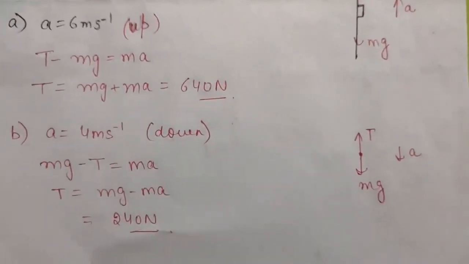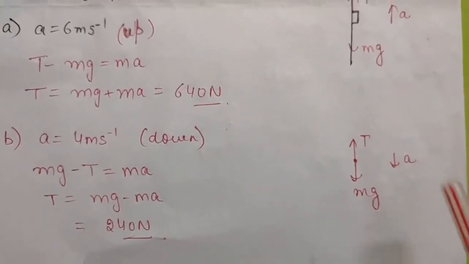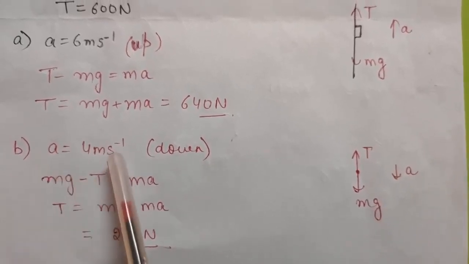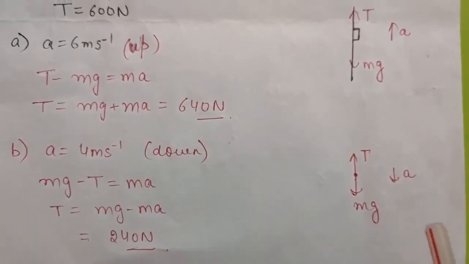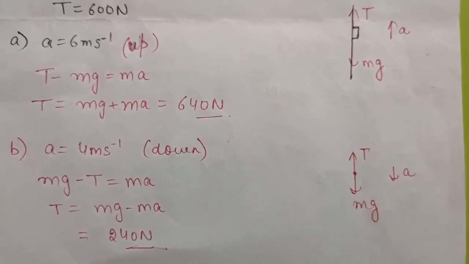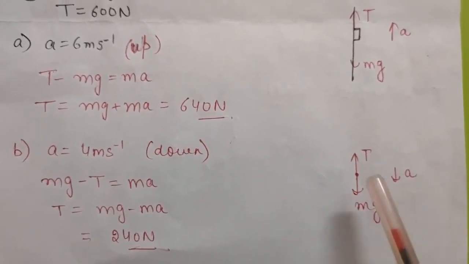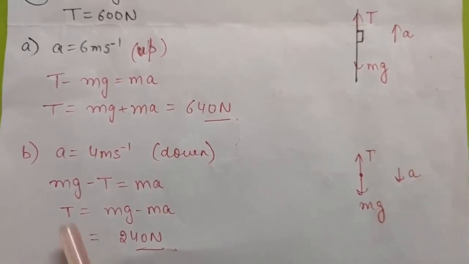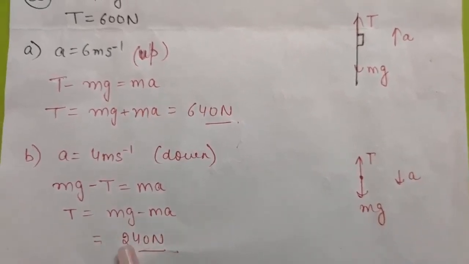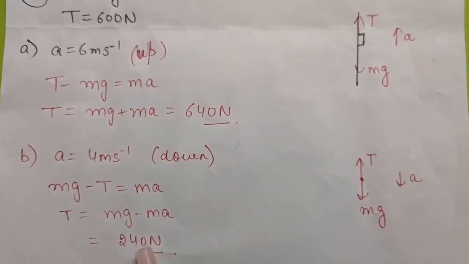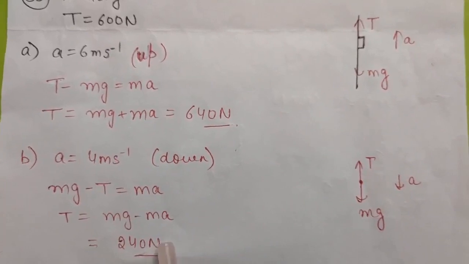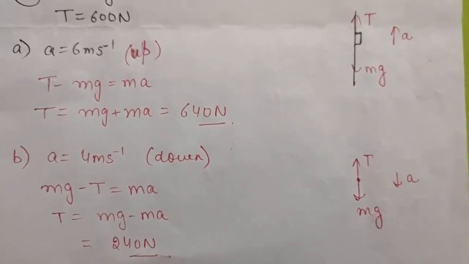In the second case, the monkey is now going downward with an acceleration of a. See, if it is going with 4 meters per second squared downwards, now again T and mg will remain the same. So again make the equation: mg minus T is equal to ma. From here when you get the tension, you will get 240 newtons. Now as this tension is less than 600 newtons, that means the rope will not break in this case.